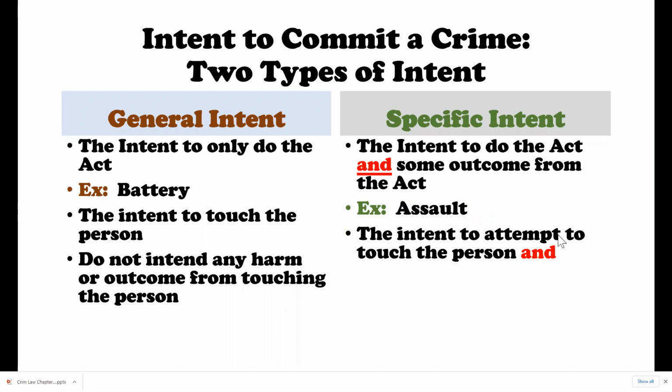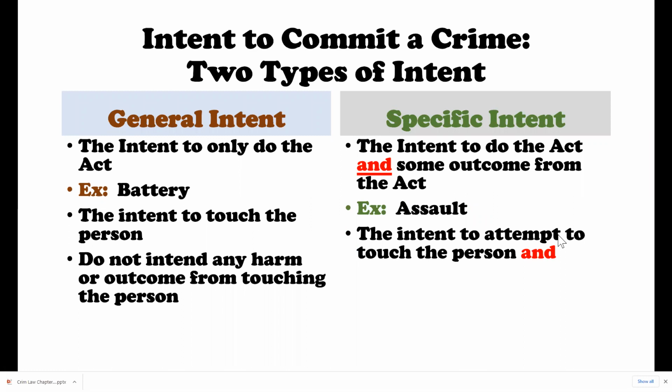Assault is the attempt to touch the person. If you touch the person, it's a battery. If you fail to touch the person, but you wanted to, it's qualified as an assault. That's the difference between assault and battery, and we'll learn those later on.